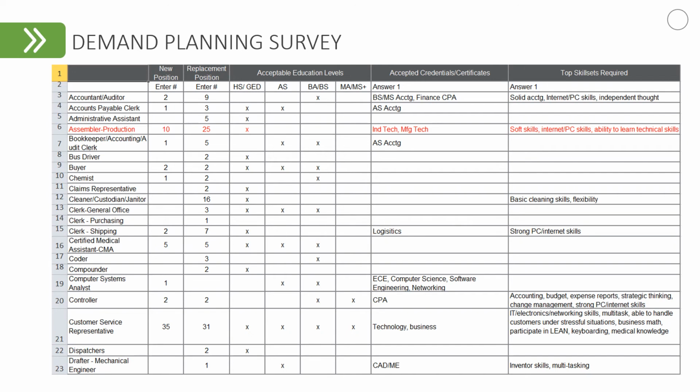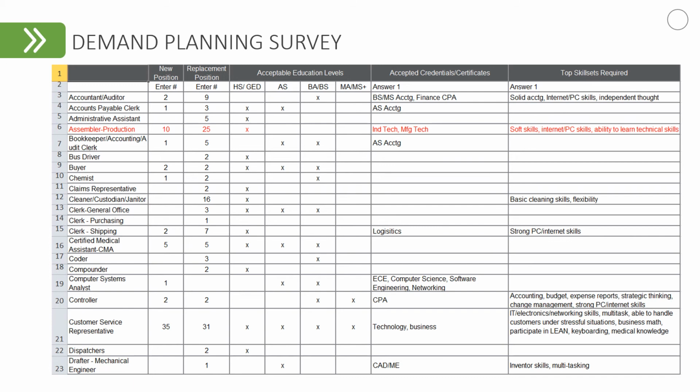In line 21, the customer service representative actually represents 4 of the 5 collaboratives. As you can see, they needed 35 new positions and 31 replacement positions. The acceptable education levels ran from one end of the spectrum to the other. The reason being that some of the industries required a master's degree, especially if they were the manager or the department head for that area. They also needed to include technology or business certifications.